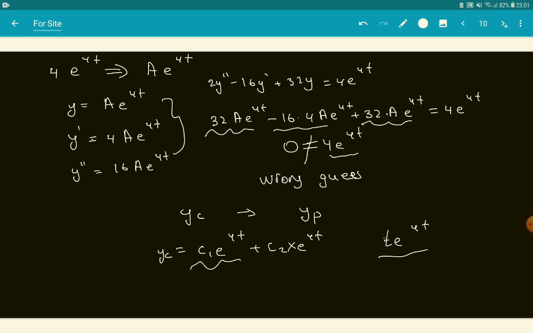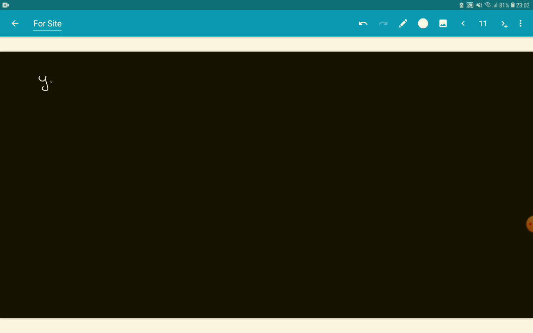And here we can multiply it by t and keep the a. However, it will not work again. Without doing it, I can tell you, because this one is also in the form of this one. So what I need to do is again multiply it by t and write yp in this form. Now we know yp, let's move on. yp is equal to at squared e^(4t).